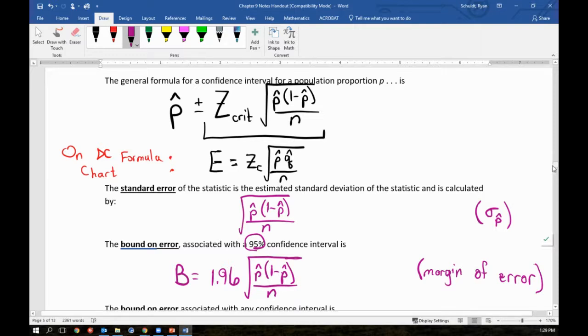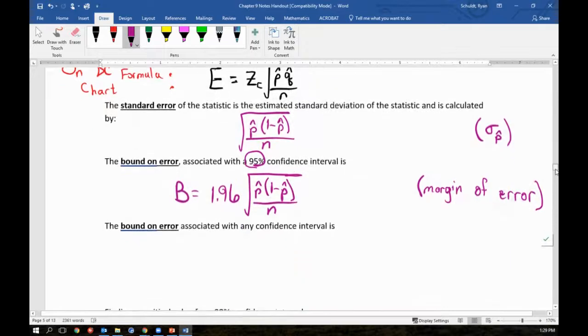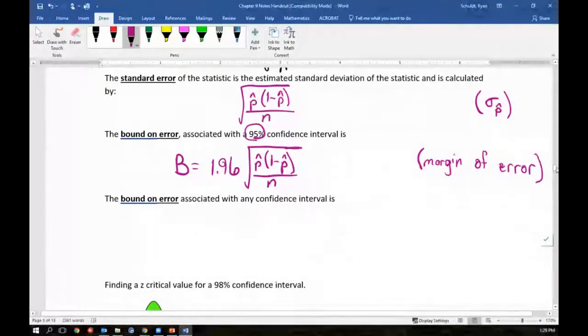But obviously, we're not always going to have a 95% confidence interval. So if we want the bound on the error with any confidence interval, what should I put here instead of 1.96? Yep. This is Z crit. Our critical value. Everything else just stays the same.